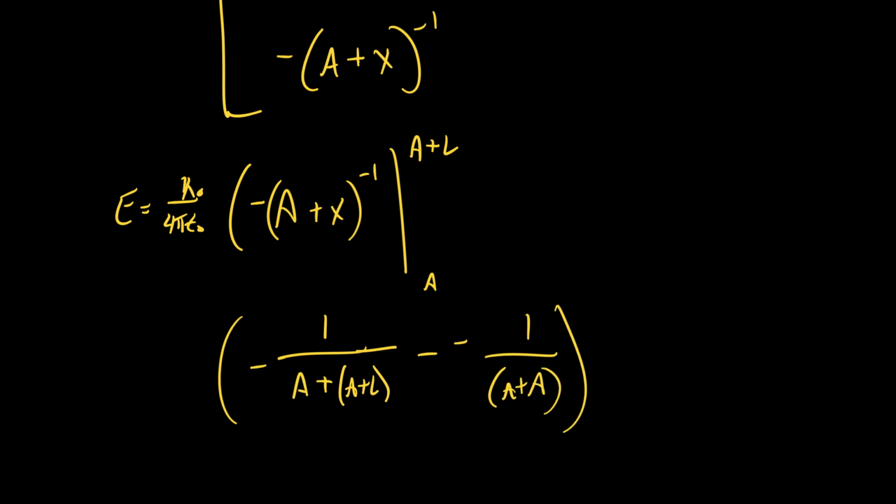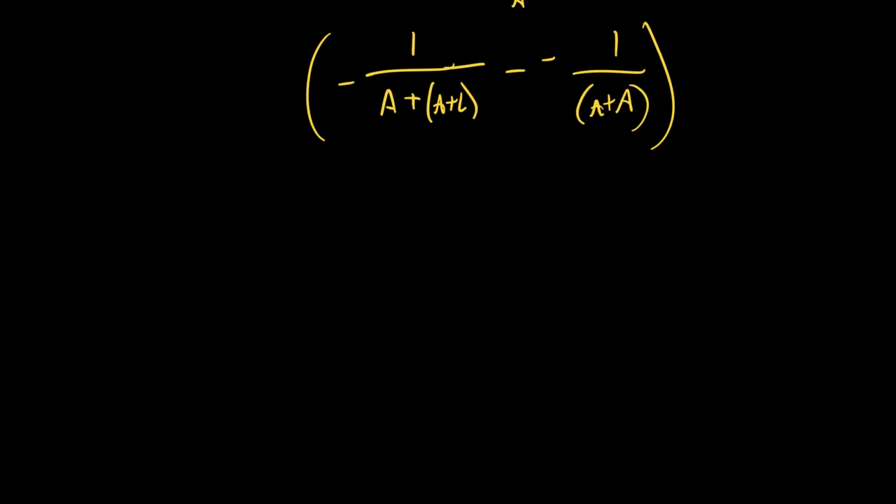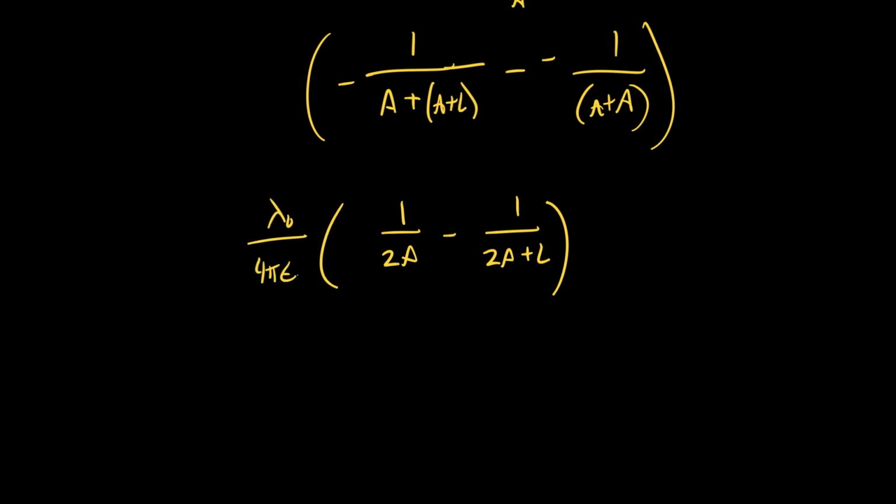Tell me I'm doing that okay. All right, done. I don't know, can we clean this up some? I mean, I guess we could write this as 1 over 2a minus 1 over 2a plus L. And that's still going to be times lambda naught over 4 pi epsilon naught. And that's my electric field. Did I miss anything? Nate, did I miss anything? No? All right.